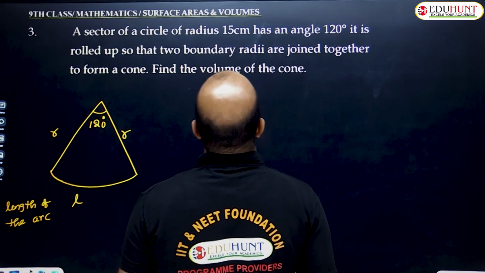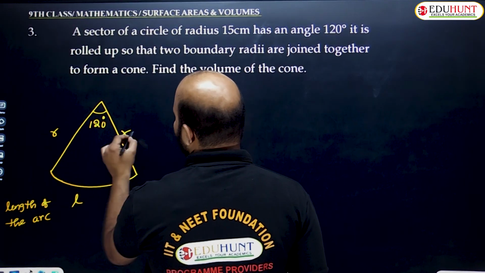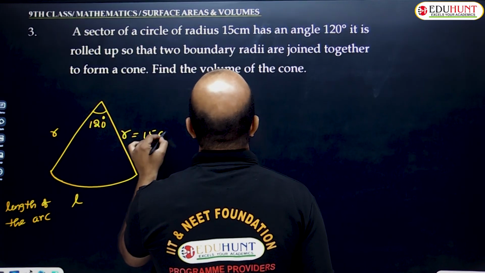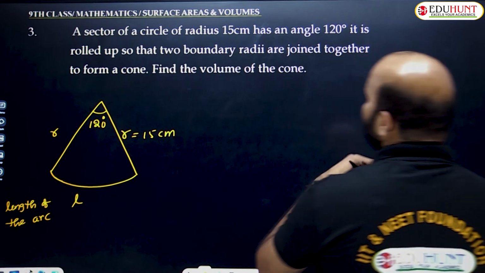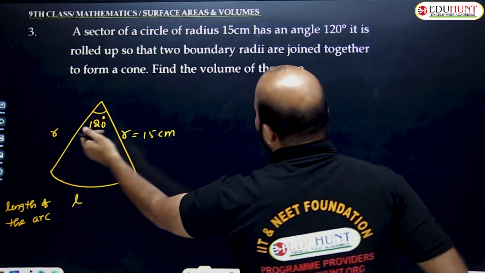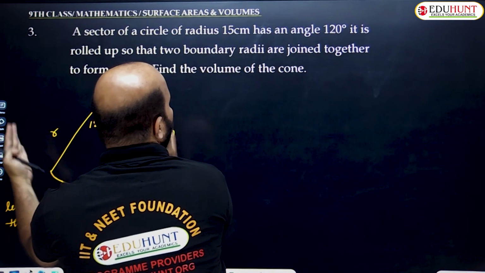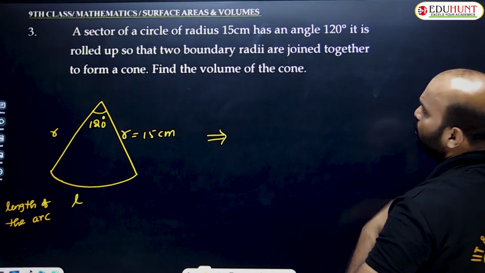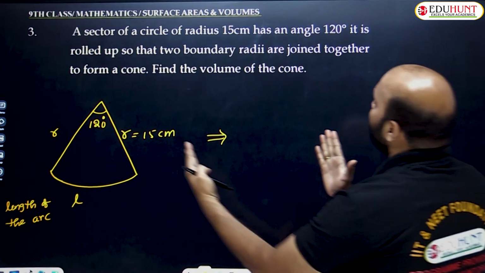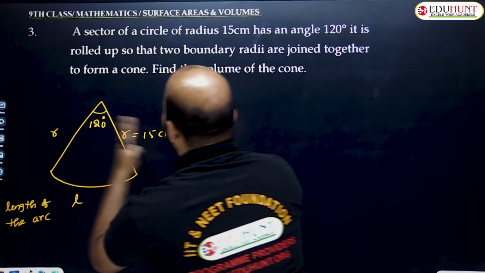The radius is already given as 15 centimeters. The sector can be rolled up so that the two boundary radii are joined together, and it forms a cone.